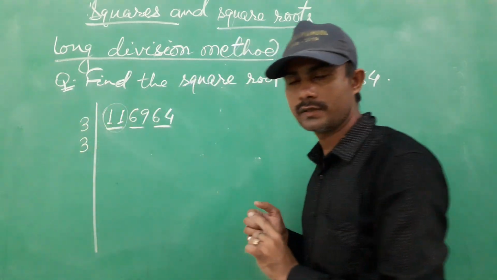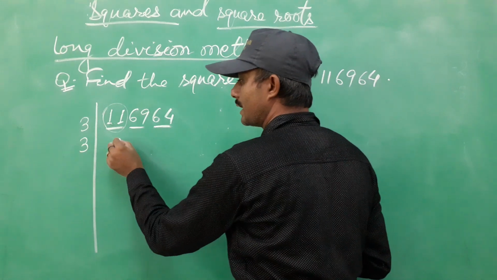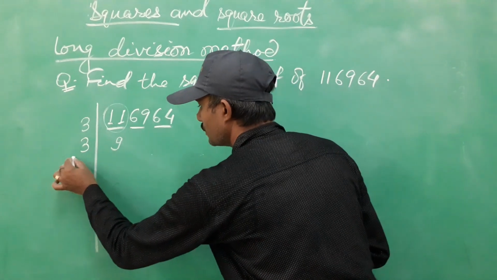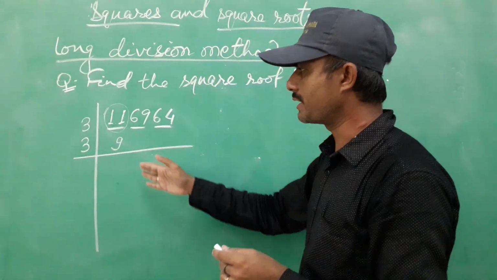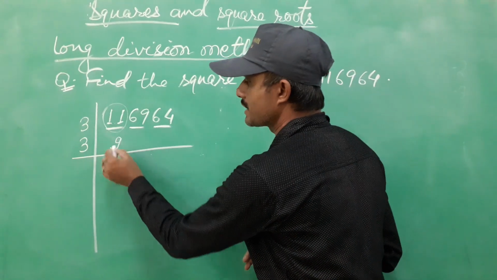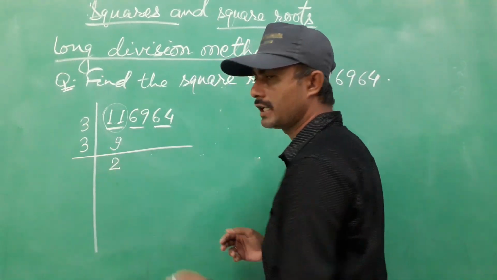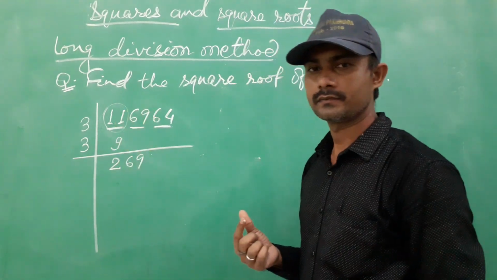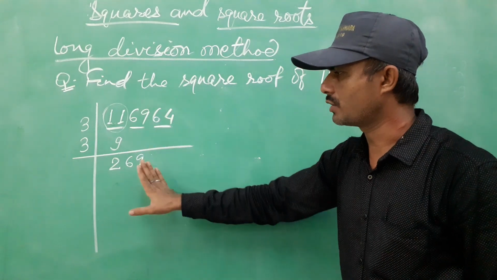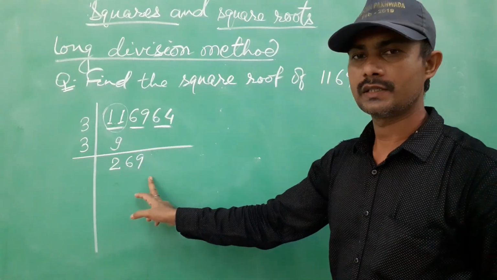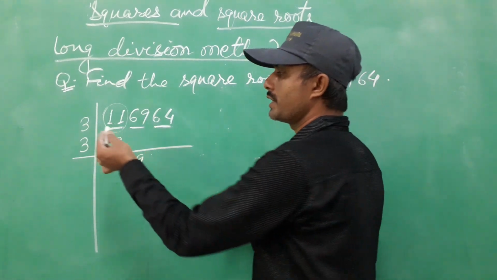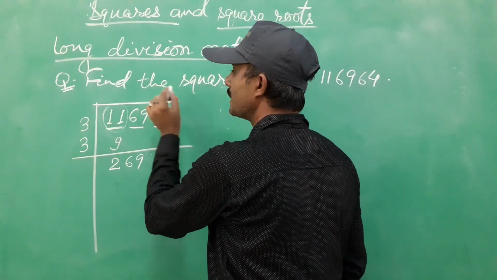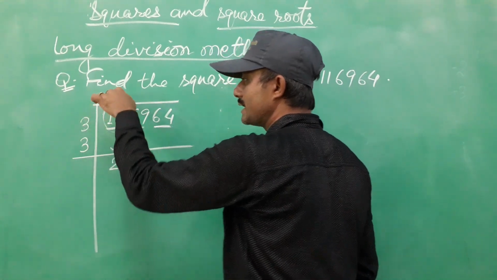3 3s are 9. Here 9. Now, same as simple division, subtract. 11 minus 9 is 2, and then bring down the next pair, 69. You can bring this also, but no need now. 269. And next step, first we started dividing by 3, so this is the digit in the quotient. The first digit is 3.